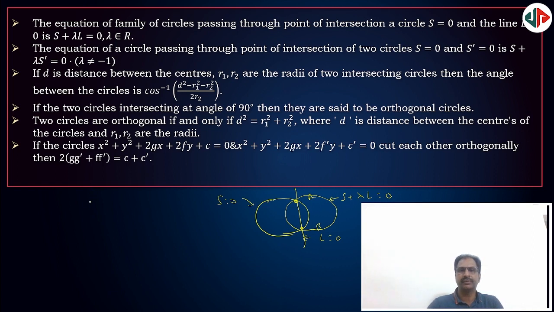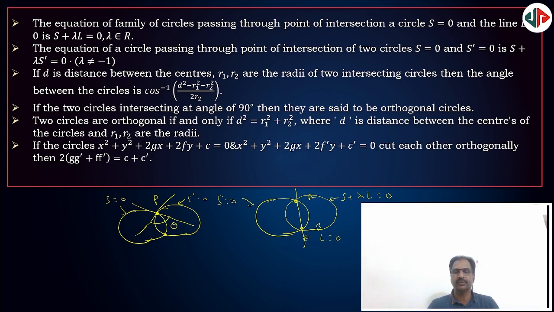And what is angle between two circles? Angle between two circles is nothing but angle between their tangents drawn to the two circles at their intersection points. Let us say P is one of the intersection points. This is the tangent drawn at P to the first circle. This is the tangent drawn to the second circle at the same point. If theta is angle between those two tangents, that theta itself is known as angle between the two circles.